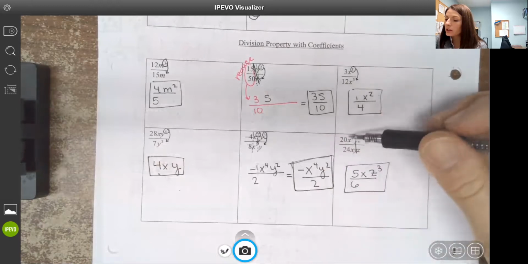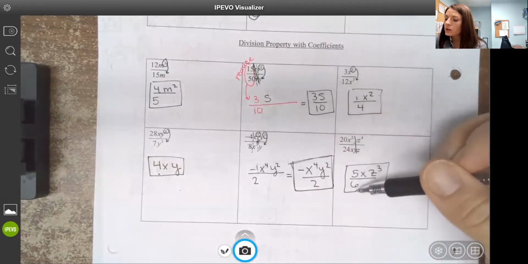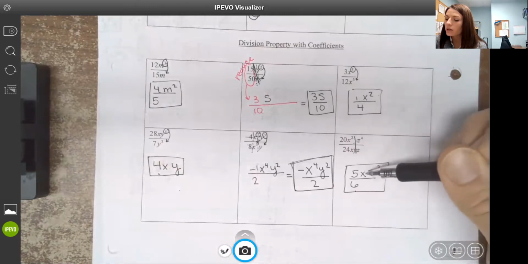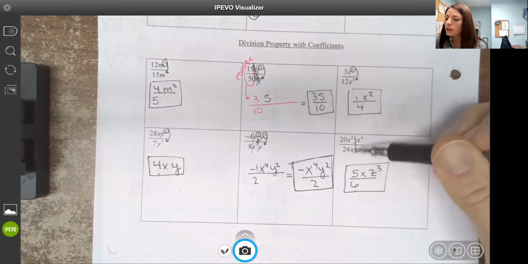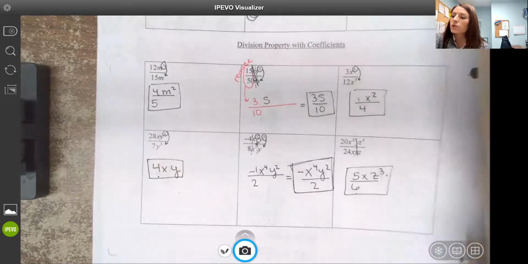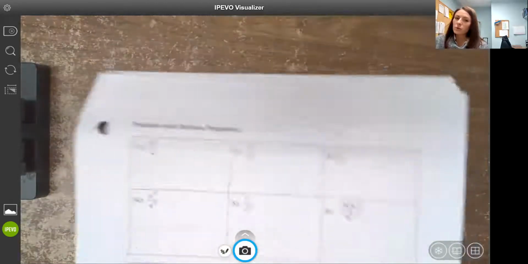We already did this one. 28/24 reduces to 5/6. X squared over x gives me 1 factor of x. My y's will cancel. Z to the 4th over z to the first gives me 3 factors of z in the numerator.